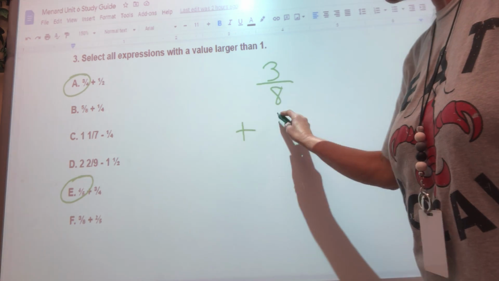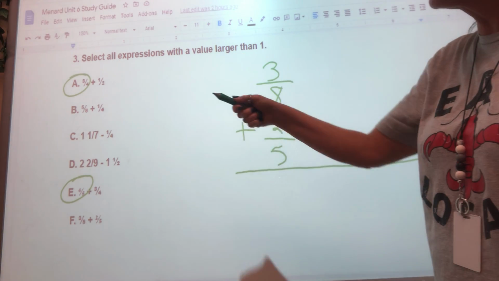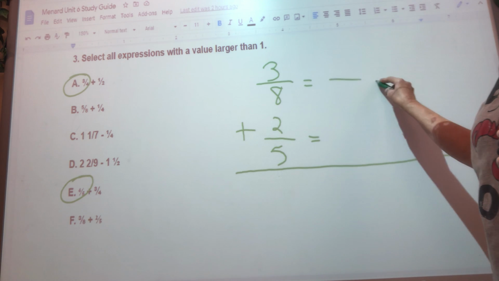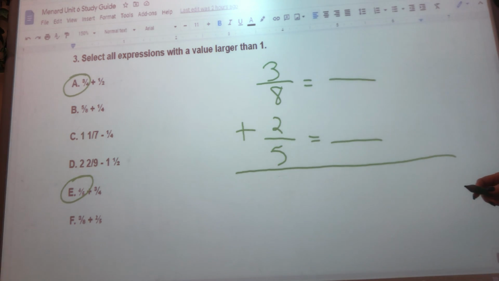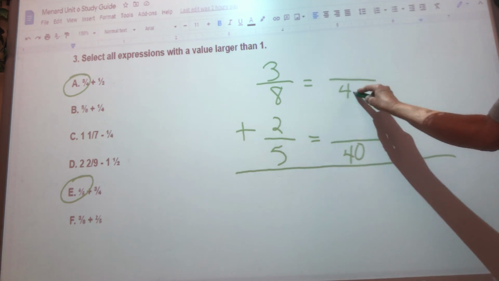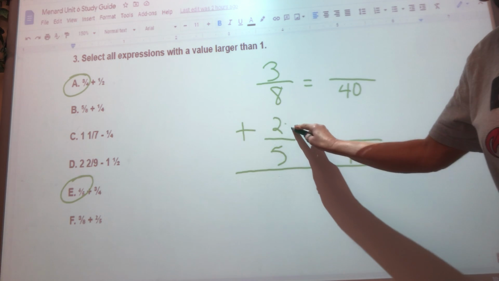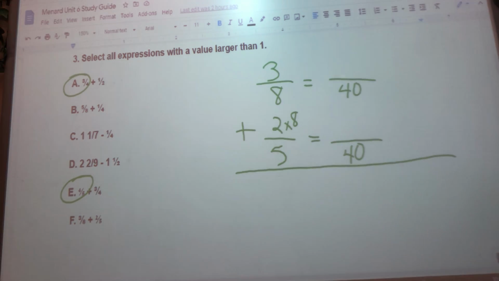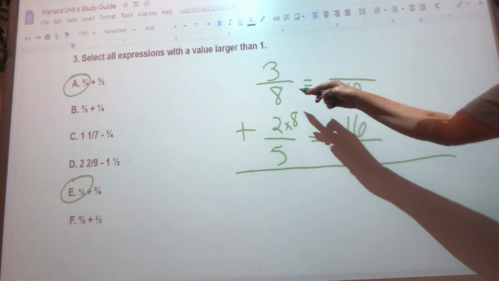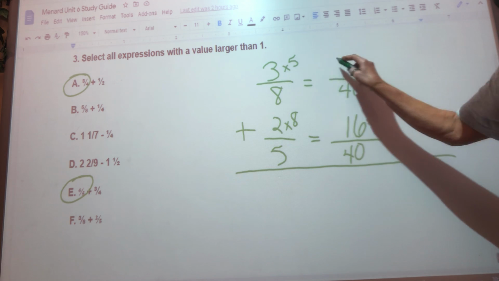3/8 plus 2/5. Now be careful on the test tomorrow. Make sure you look carefully if you're adding or subtracting. Common denominator? 40. What would I have to do to 5 to get 40? Times 8. So my new numerator is 16. What would I have to do to 8 to get 40? Times 5.